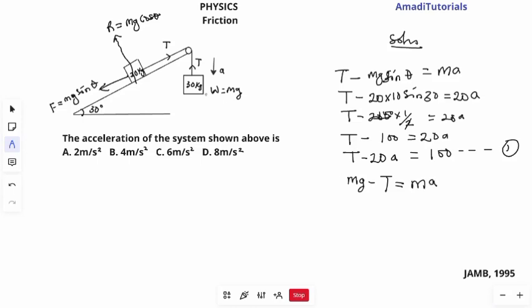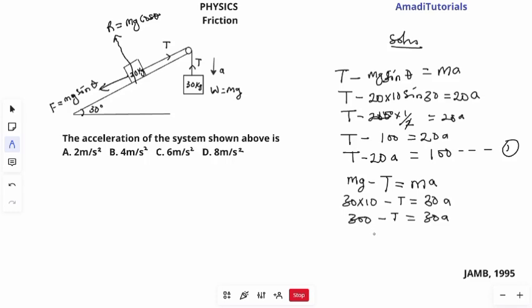And the weight will be 30 times 10. 30 times 10 minus T. The mass there is 30, so 30A. Okay, so this will now be 300 minus T equals 30A. So I'll rearrange this so that T will be the first term, 30A will come to the left, and 300 will move to the other side.